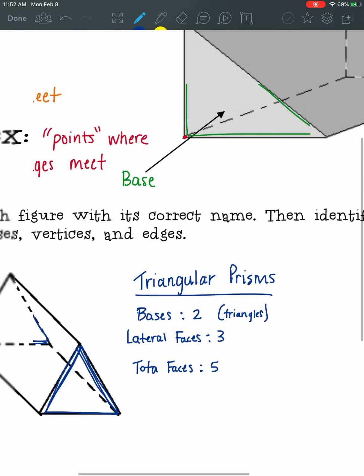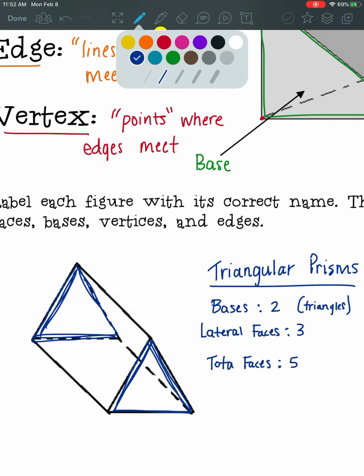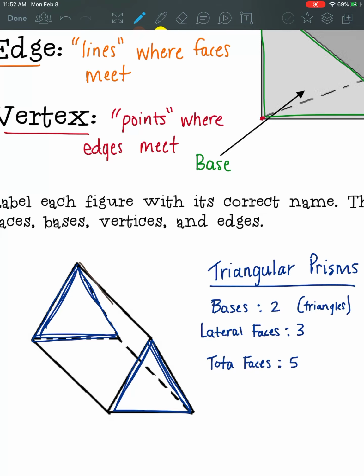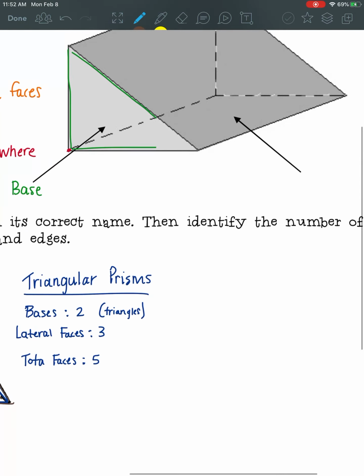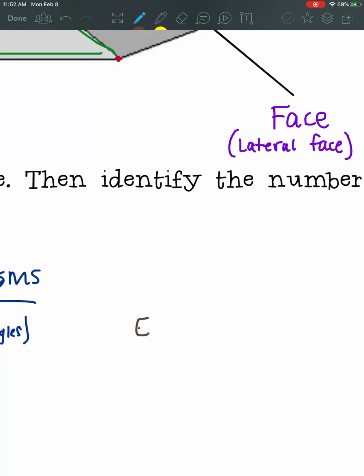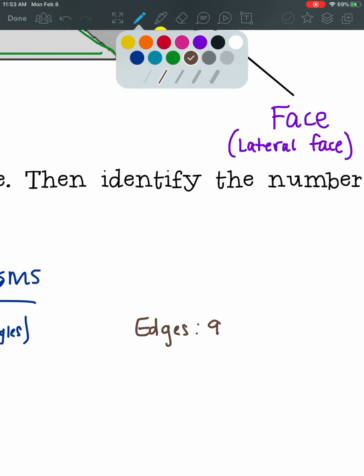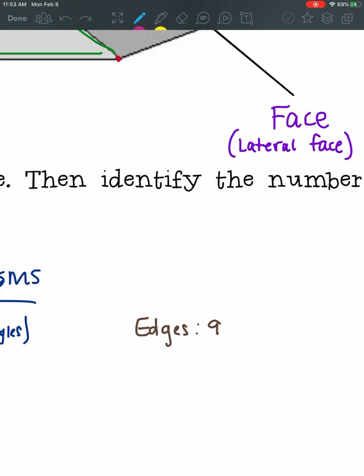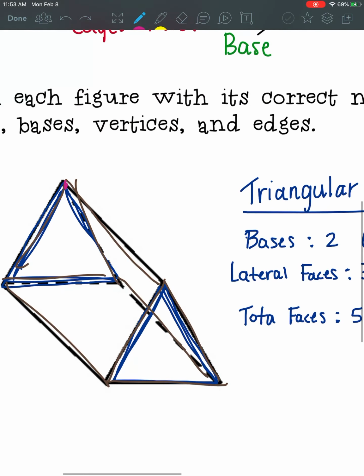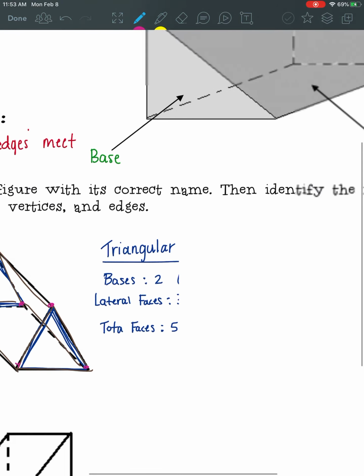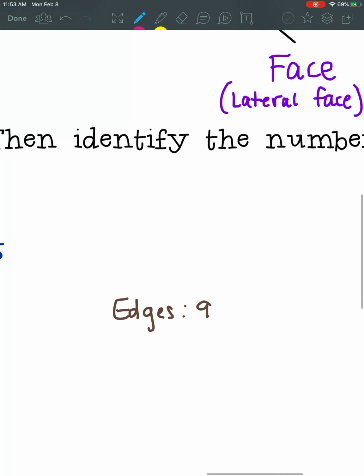3 lateral, 2 bases. Edges, so the edges are these lines, so 1, 2, 3, but we also have them in the triangle, so 4, 5, 6, 7, 8, 9. There are 9 edges. And then vertices are where those points are, so 1, 2, 3, 4, 5, 6 vertices.